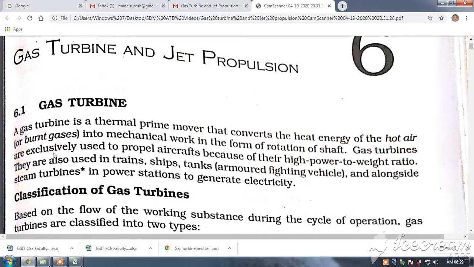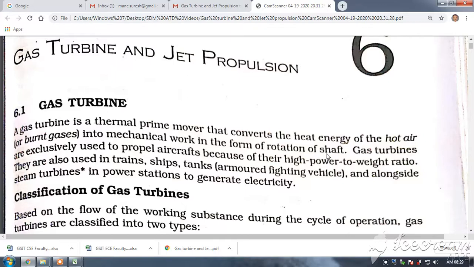Okay, a gas turbine is a thermal prime mover that converts the heat energy of the hot air, that is burnt gas, into mechanical work in the form of rotation of shaft. Okay, it's a prime mover which converts heat energy into mechanical work, that is rotation of a shaft. Gas turbines are exclusively used to propel aircraft because of their high power to weight ratio. These aeroplane engines are mostly gas turbines only.